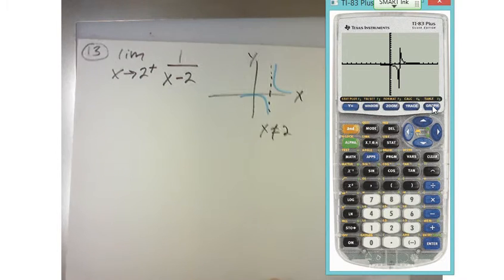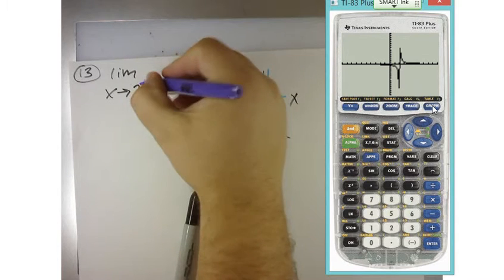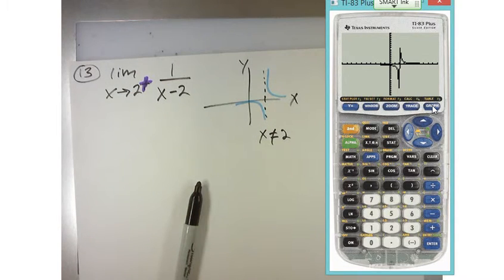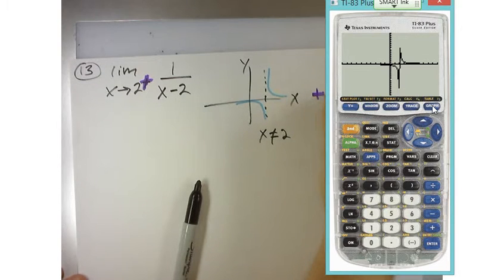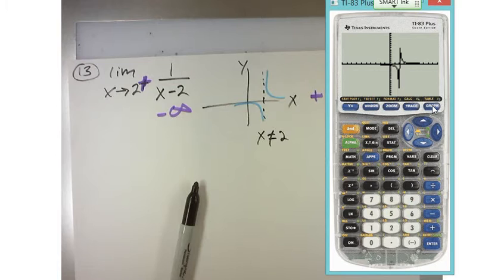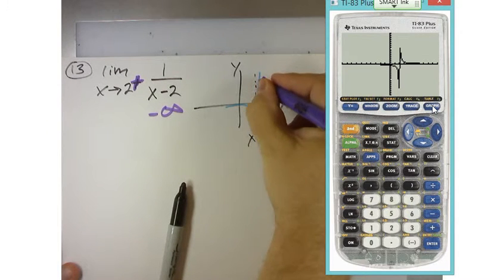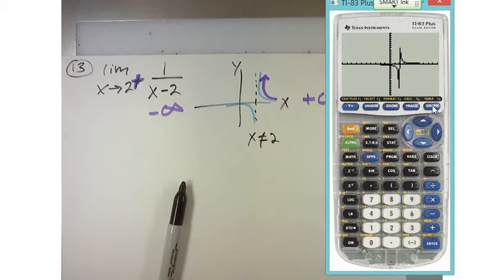Now, and let me highlight this. When we have this plus sign on the right of 2, that means we want to look at it coming from positive infinity or negative infinity. So when you see this plus sign, what it means is it says look at the value coming in from the right-hand side.